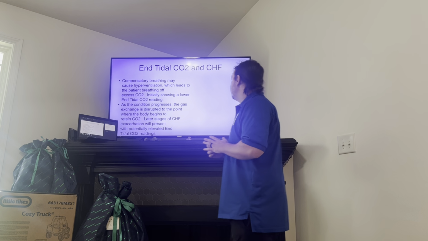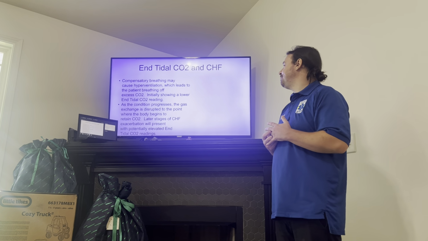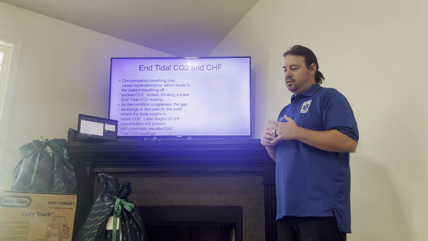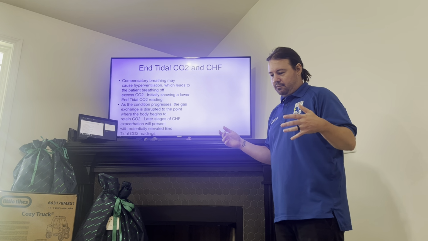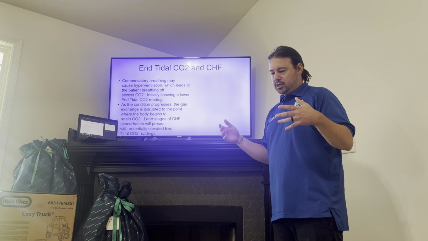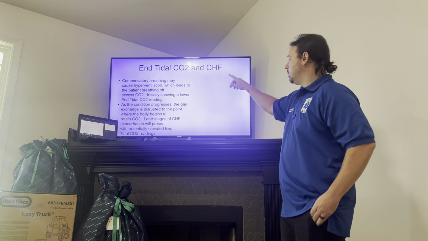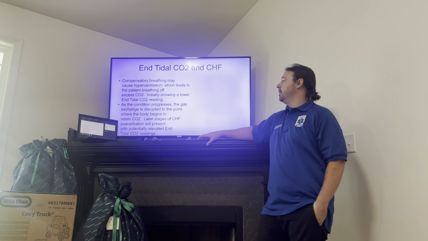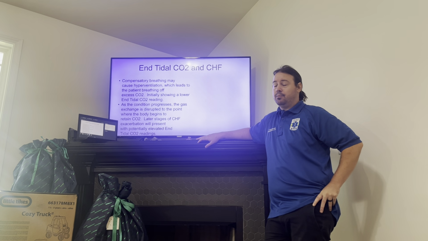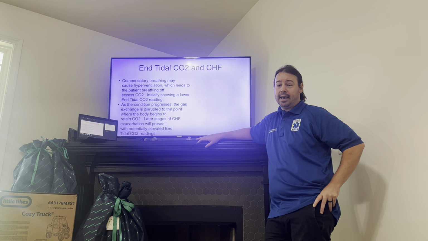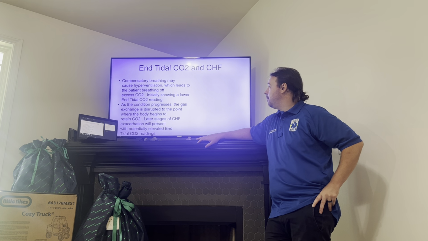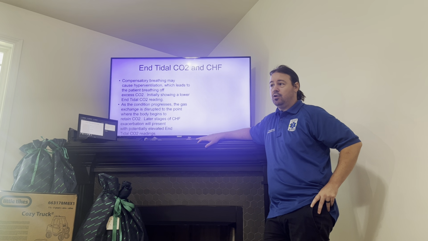So we're talking about end-tidal CO2 and CHF, okay? The important thing with this is historically, a lot of textbooks teach the thought of CHF exacerbation, end-tidal is going to be normal waveform, but lower, which is true. If you see this first point, compensatory breathing, meaning they are trying to really work to breathe, they're trying to breathe more so that they can bring more oxygen in because that gas exchange is being disrupted. When you have compensatory breathing, you can cause hyperventilation, which can lead to that patient breathing off the CO2, which would give you a lower end-tidal reading, right?